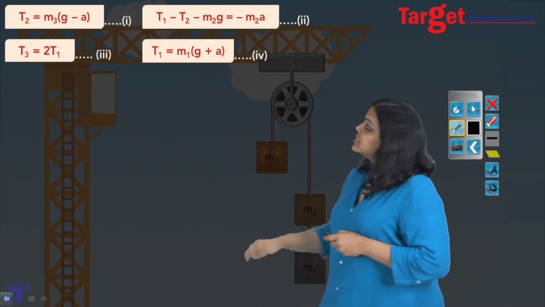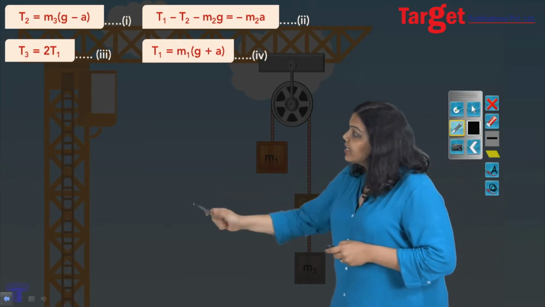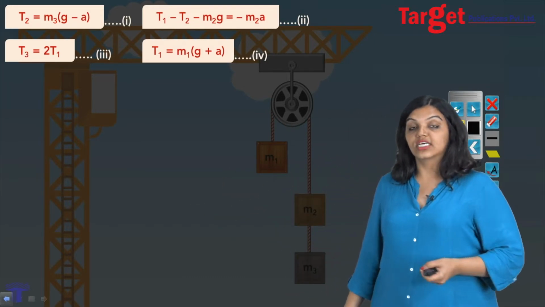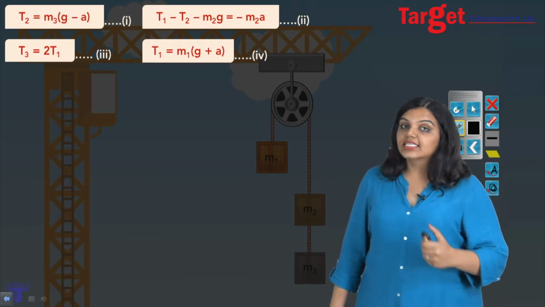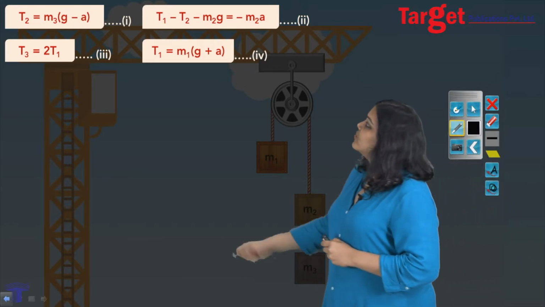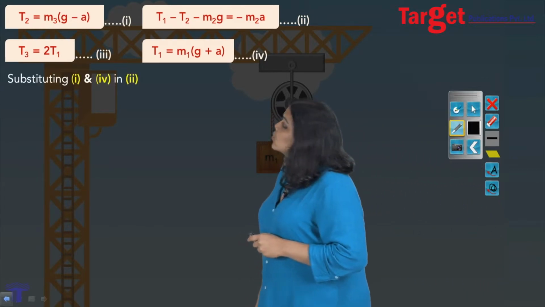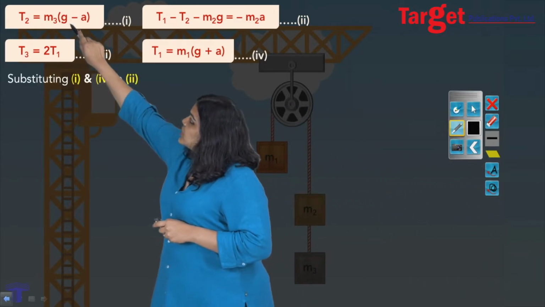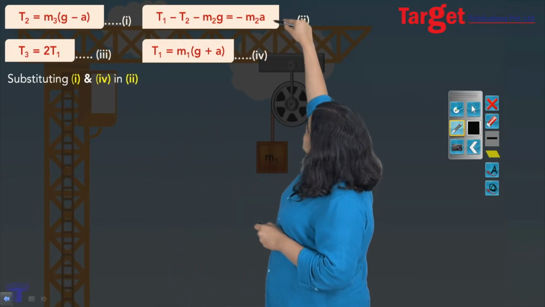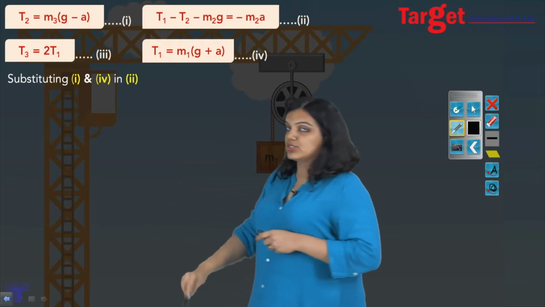I need this, I save this, and now I'm going to use these four equations to find the final expressions for all the unknowns. Now what are the unknowns? It's acceleration, T1, T2 and T3. You always work towards finding what is acceleration first. To do that, I'm going to substitute this expression of T2 into equation 2, and I'm going to substitute this expression of T1 also in equation 2.